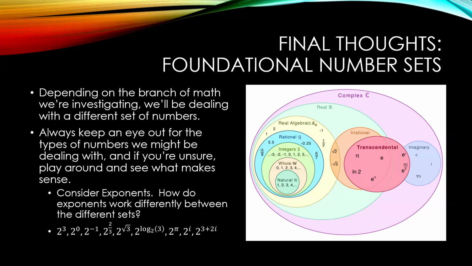Consider exponents. How do exponents work differently between the different sets? So like, what does 2^3 mean? What does 2^0 mean? What does 2^-1 mean? What does 2^(2/3) mean? Or 2^√3? What's 2^(log base 2 of 3)? Or 2^π, or 2^i, or 2^(3+2i)?